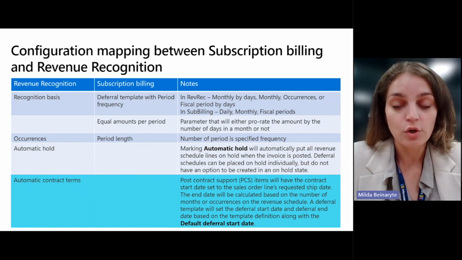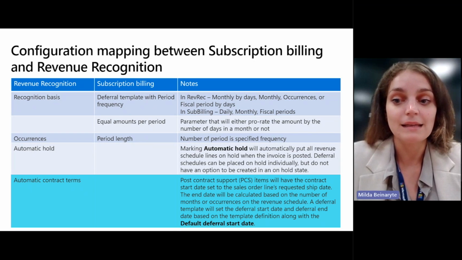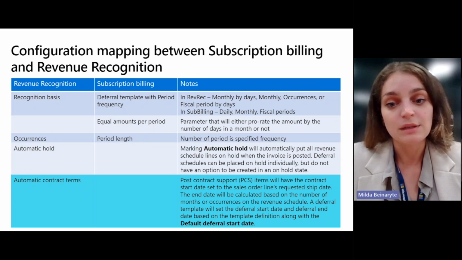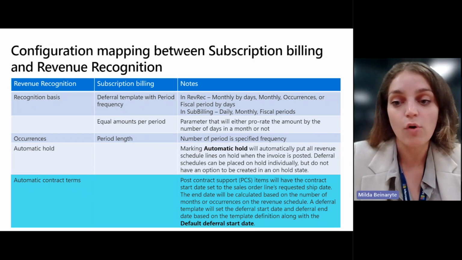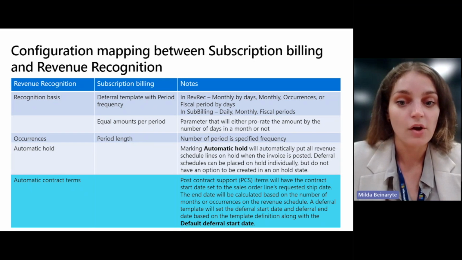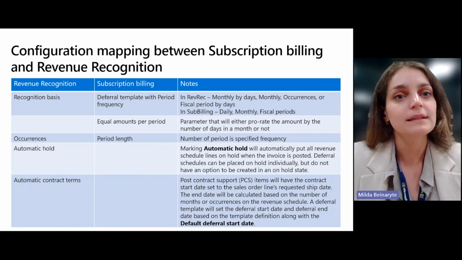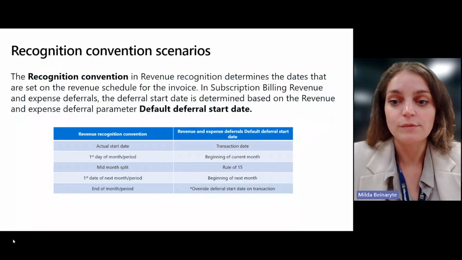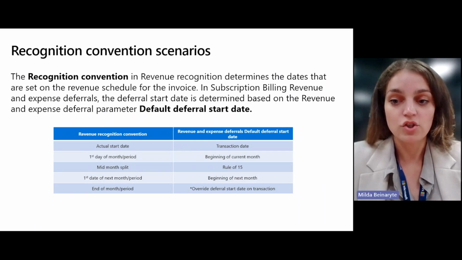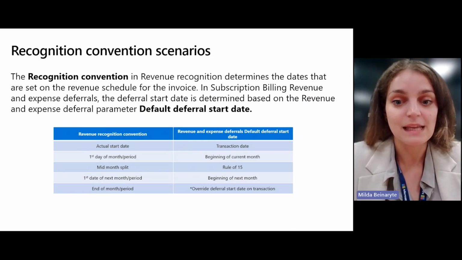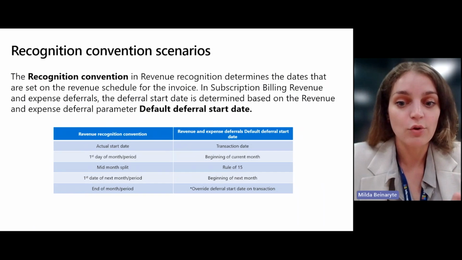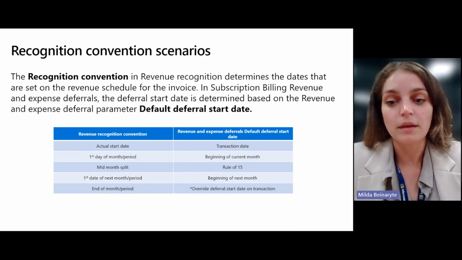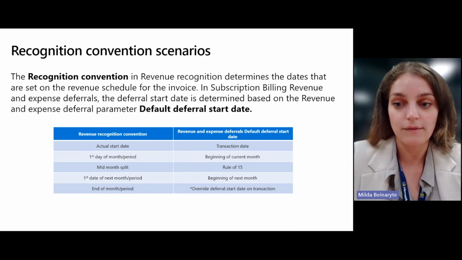Automatic contract terms configuration control the start and end days based on the requested ship date. And in subscription billing, a deferral template definition along with parameter called default deferral start date controls the deferral start and end dates. Now, if we delve into more details and look at the scenario specifically for default deferral start date, in revenue recognition convention, this is now represented by the same default deferral start date parameter. So you can see on the left side, the configuration on the revenue recognition convention, and in subscription billing, revenue expense deferrals, default deferral start date.